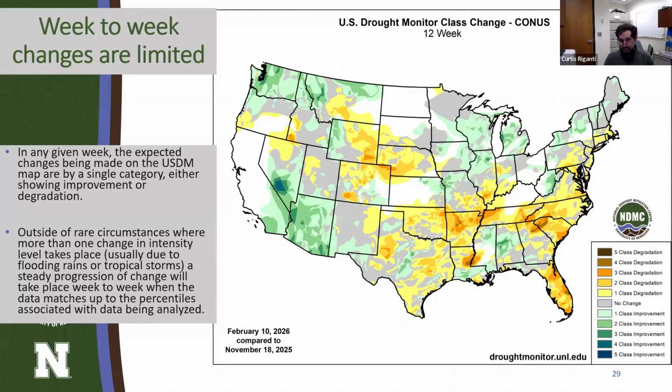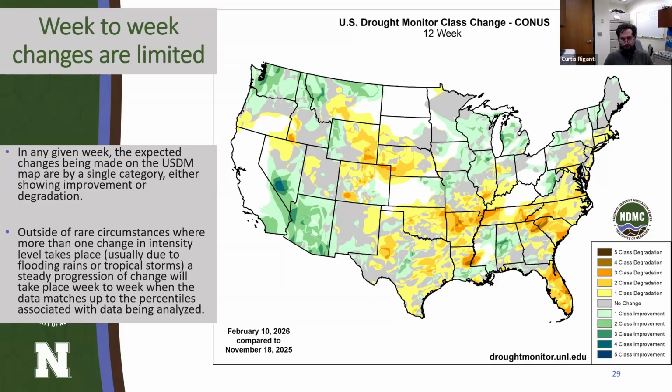The map is updated each week, so changes that were not made in a particular week, as we continue to look through data, can be considered week to week. We typically, in any particular week, keep changes on the map in either direction to one category. Multiple category improvements do happen on occasion, but it's fairly rare.